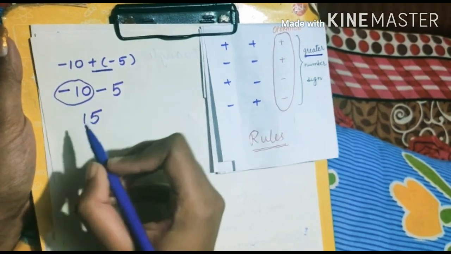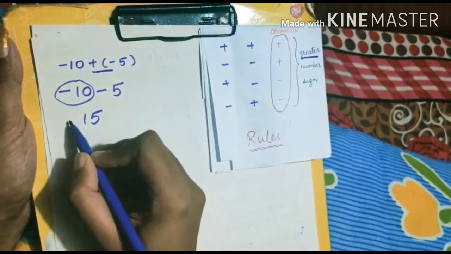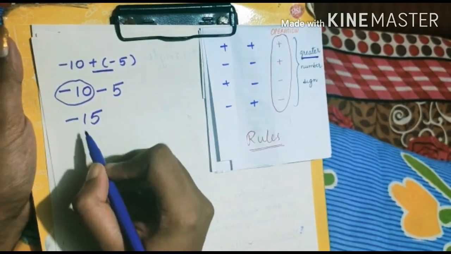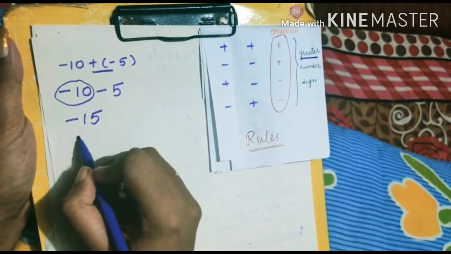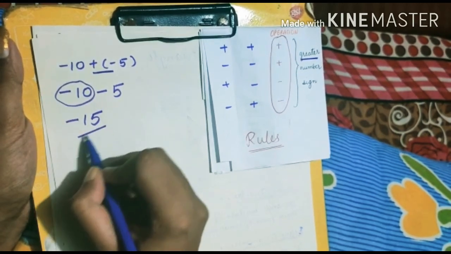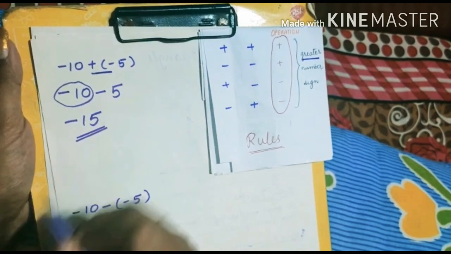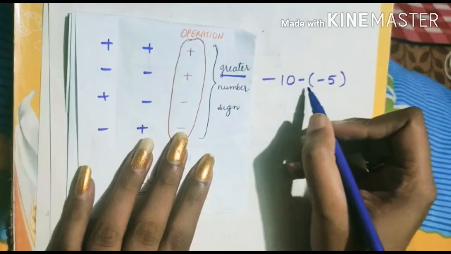Whenever you are getting two different signs, you have to add that number and you have to put the sign of the greater number. So my answer is 15. Okay students, I hope this is very clear to you. Take a look at the second example.